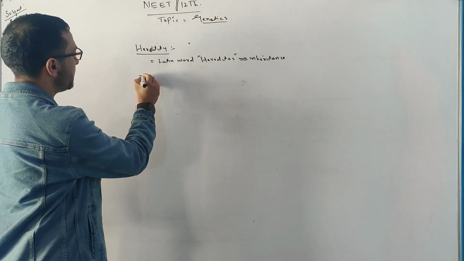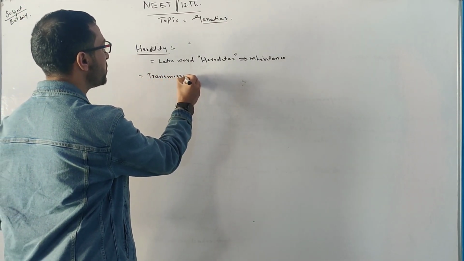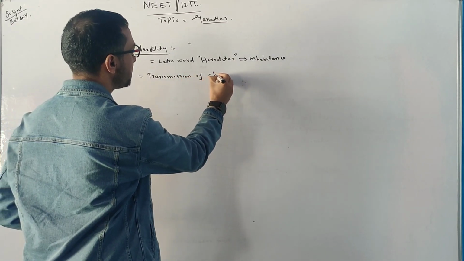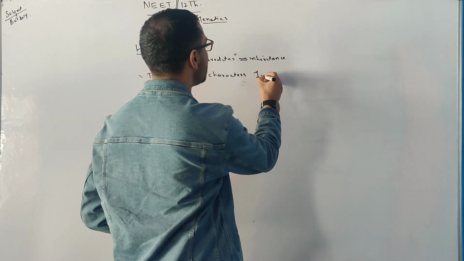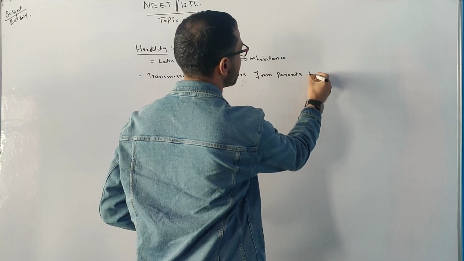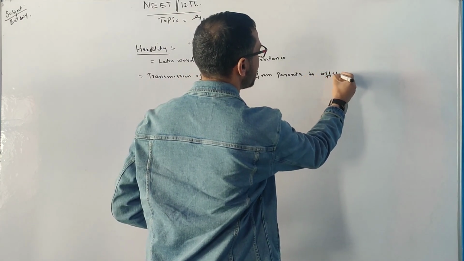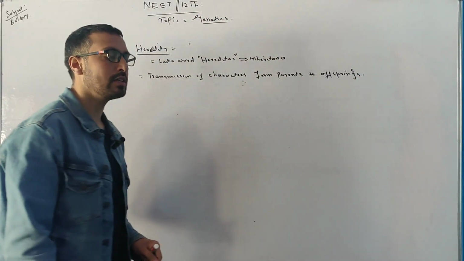Heredity is the transmission of characters from parents to offsprings. So transmission of characters from parents to offsprings, that's called as heredity.